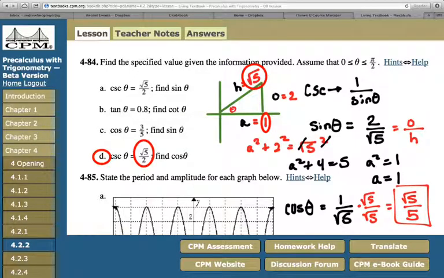Alright, so really important about these problems: draw your triangle in the correct quadrant based on the domain that is given, find your missing sides, and then you can go ahead and calculate any of the 6 trig ratios.